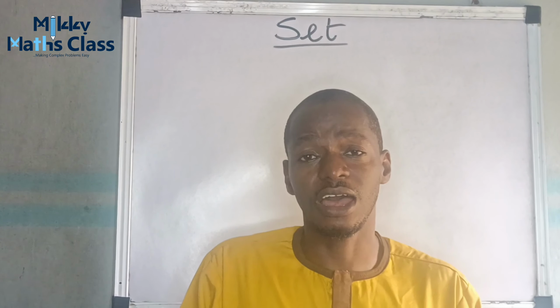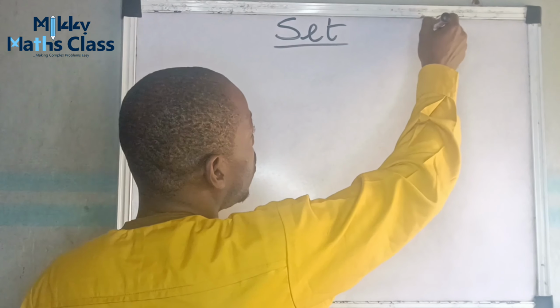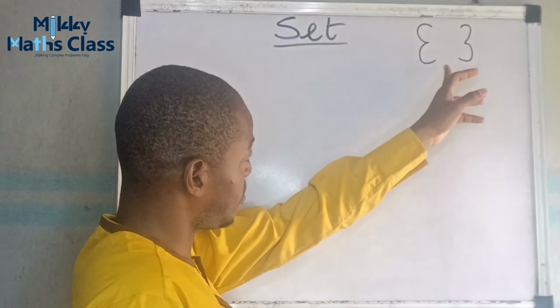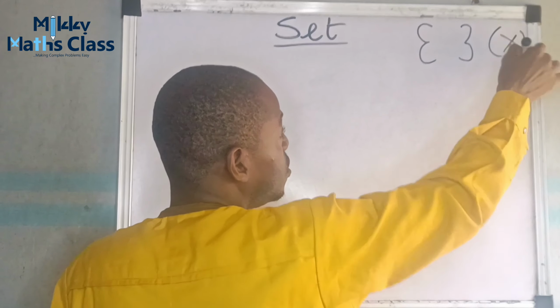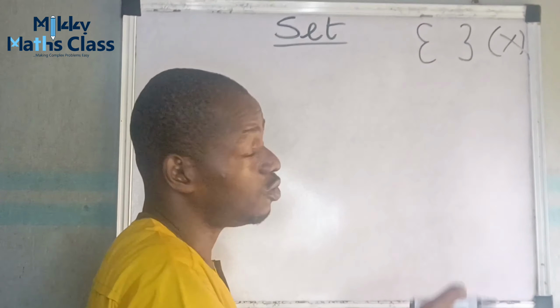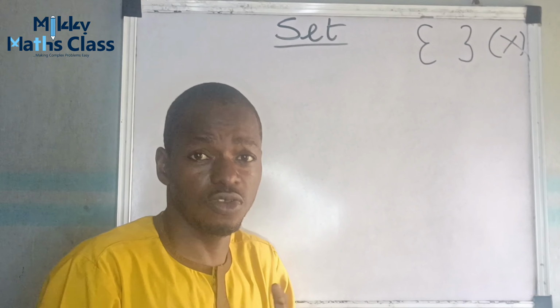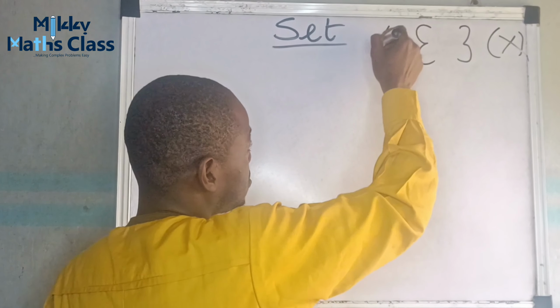But before we go to the elements of a set, sets are usually denoted by the curly brackets. We use the curly brackets to talk about the set. We don't use this kind of bracket. No, we use a curly bracket to denote a set. And the next thing you should know, they are usually written with capital letters.